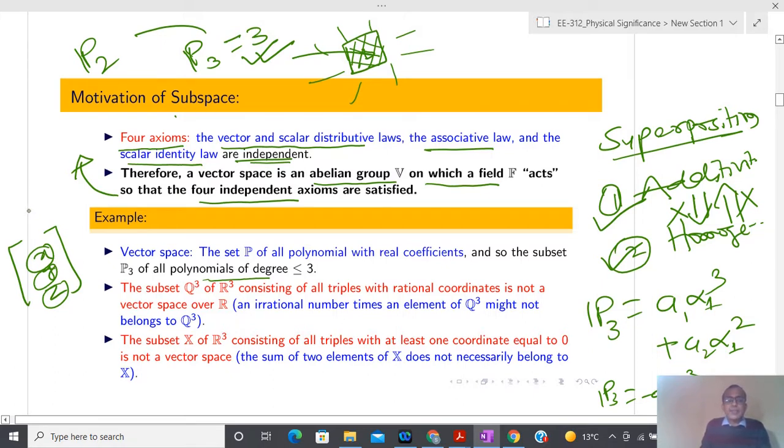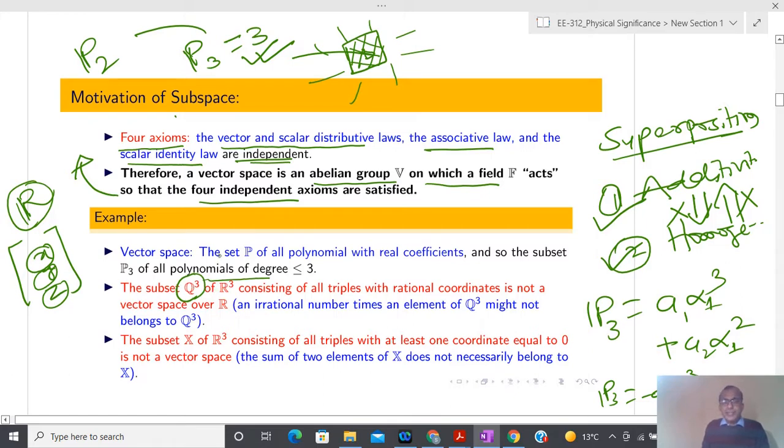So obviously my scalar field F is the real numbers. Real numbers contain irrational quantities as well as rational. If you multiply a rational quantity with an irrational quantity, that is a scalar multiplication, and it will give you an irrational quantity. For that reason, I can say that this subset Q3 of R3 does not form a vector space.